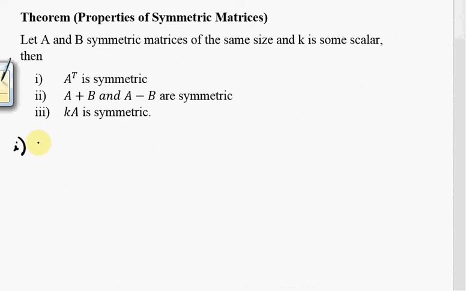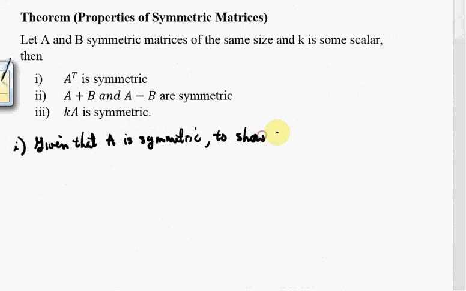So here, given that A is symmetric, to show that A transpose is symmetric. Well, my question is, do you know what we're actually trying to show? What do we want to show?